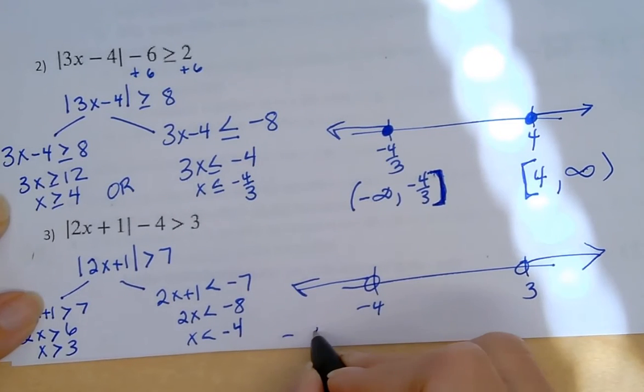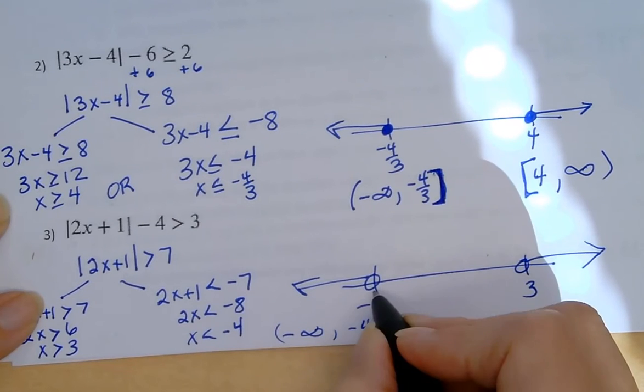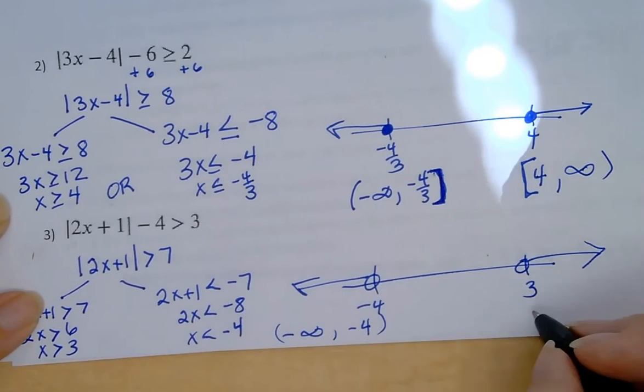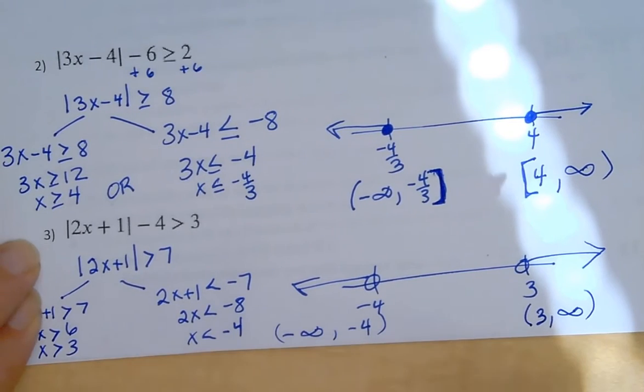Interval notation, I'm going from -infinity to -4. I have open parentheses because I can't actually equal -4. I'm going here from 3 to +infinity.